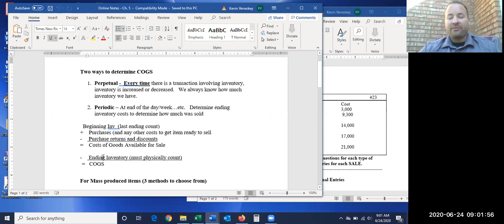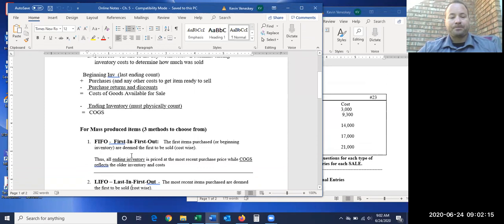And then the final thing you need to do to figure out what you sold is count up what you have left. Then you just do the math. What you have available, so 100 items, minus what you have left, 20, means you sold 80 items. And then you just take that times the price that you bought them for.